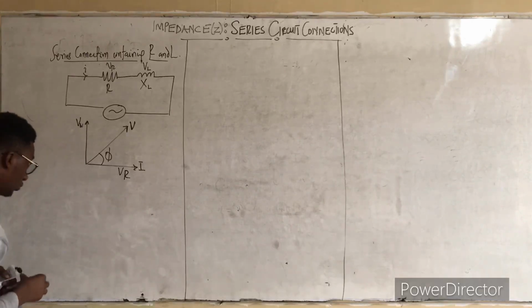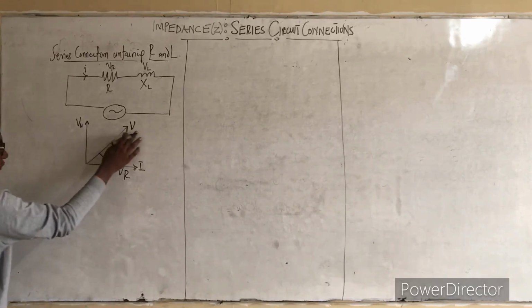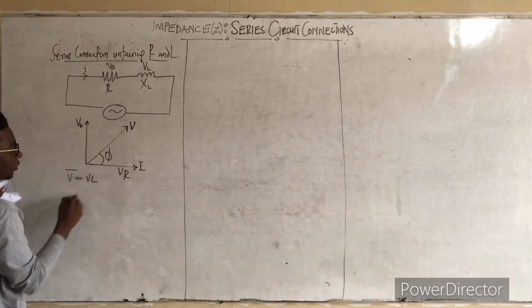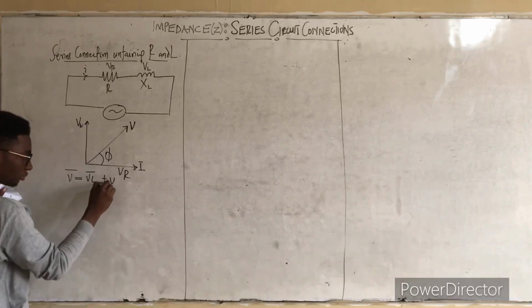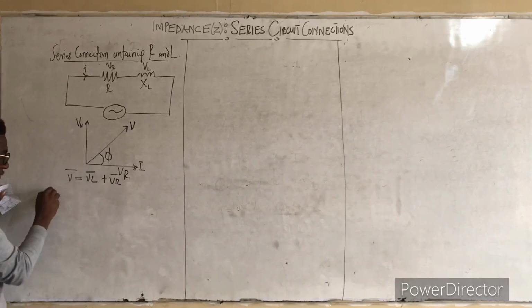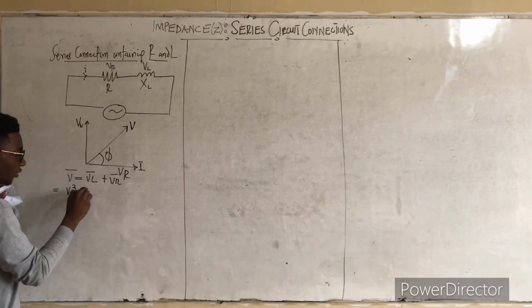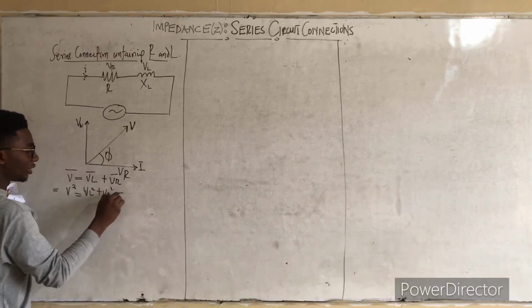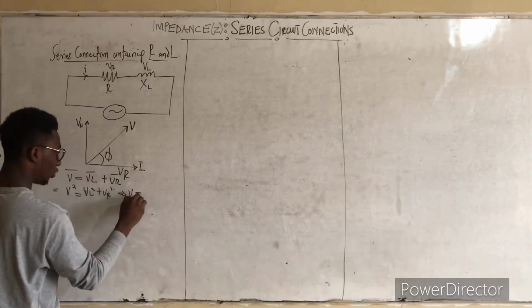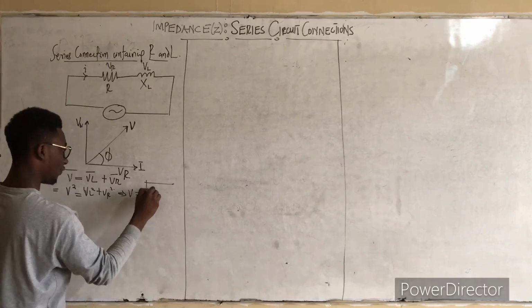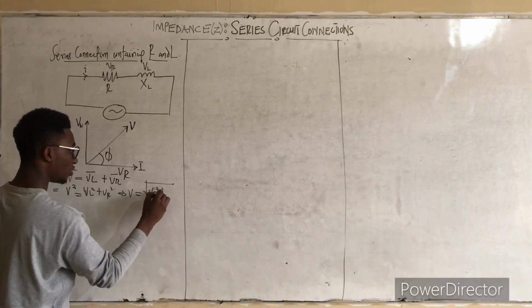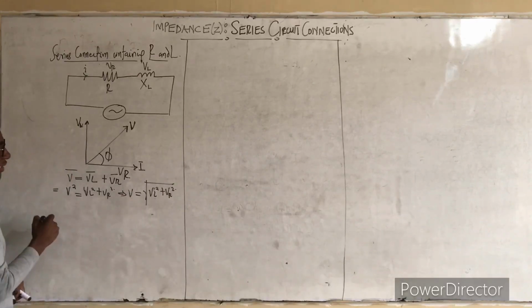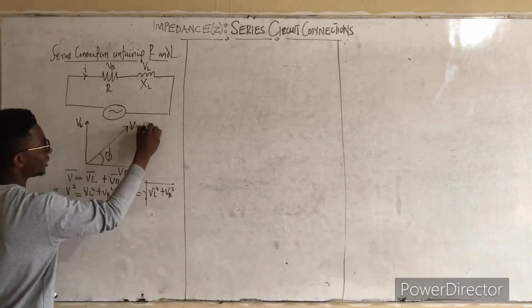Now, what happens here is that you have to first find the magnitude V, which comes from the magnitude of VL plus the magnitude of VR. V squared is equal to VL squared plus VR squared. And this will give you V, which is equal to the root of VL squared plus VR squared. Now V here is the voltage, which is equal to IZ.